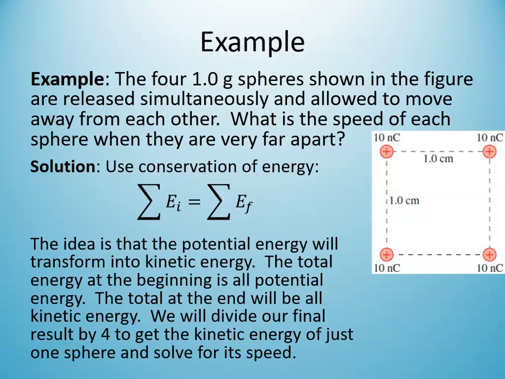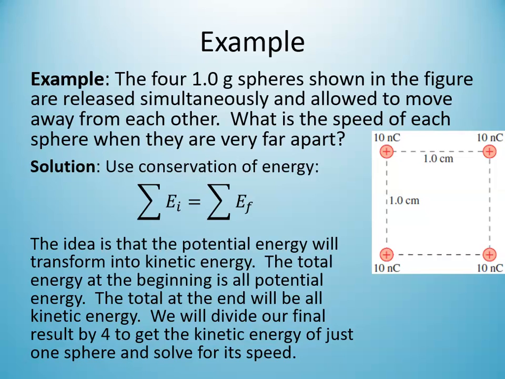So, again, the potential energy that they have right now is going to transform into kinetic energy. Keep in mind that the total energy at the beginning is all potential energy, since we've set these up at rest. And that's the potential energy due to all of these charges interacting with each other. It's that total potential energy that is going to get transformed into all kinetic energy at the end. But it's going to be the kinetic energy of four particles. In order to figure out the speed of an individual particle, we would need to divide our answer by four. Because, luckily for us, they each have the same mass, so they're all going to be going at the same speed.